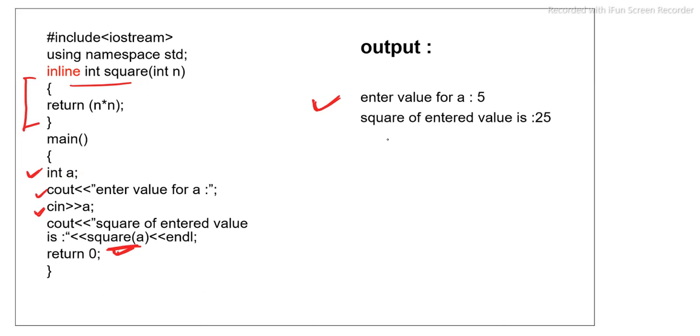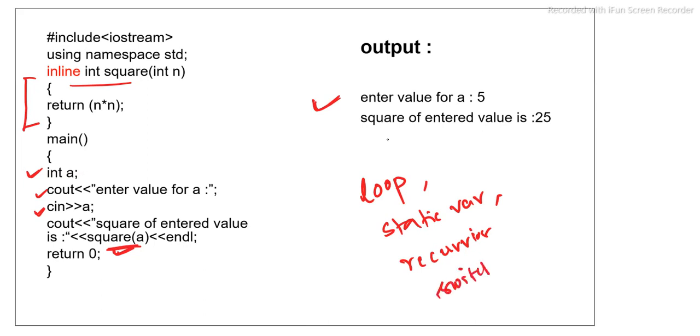Cases like where the function contains a loop, whether for, while, or do-while, anything, or cases where our inline function contains a static variable, or where recursion or a recursive function is there. In such cases inline function may not work. And in some cases where switch or goto statements are used, inline function may not work properly. So we need to keep in mind that in such cases inline function may not work.